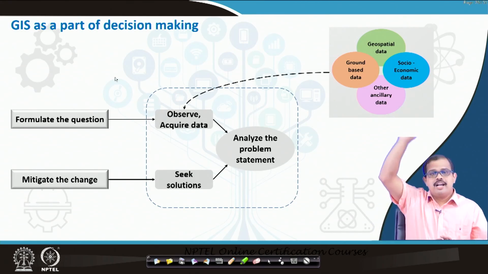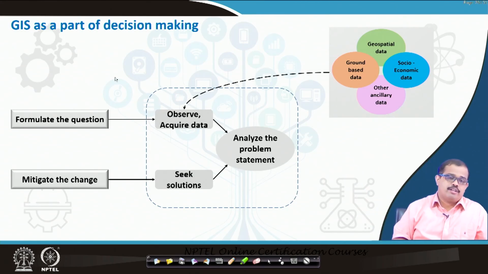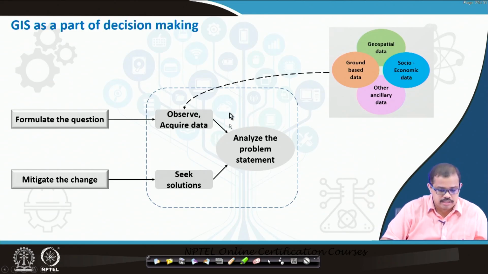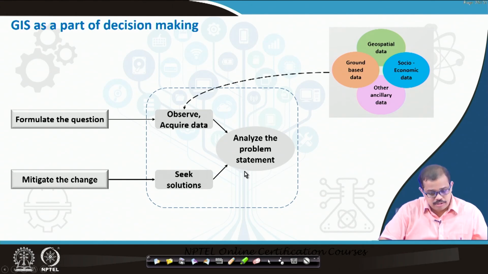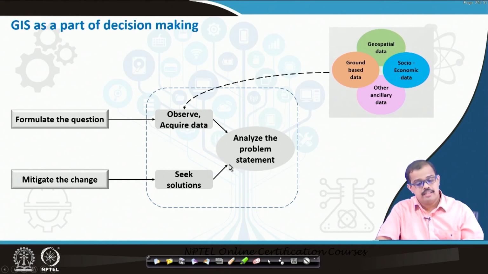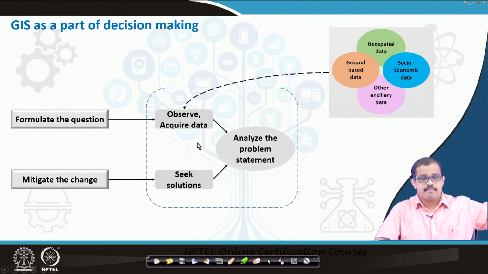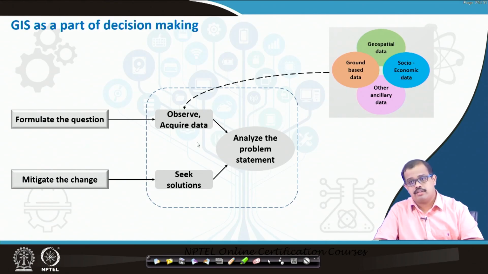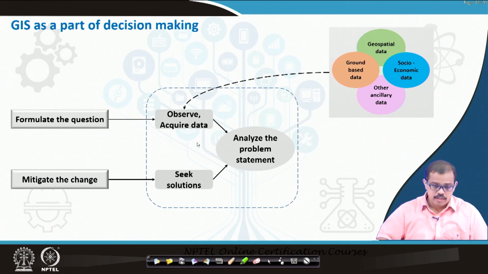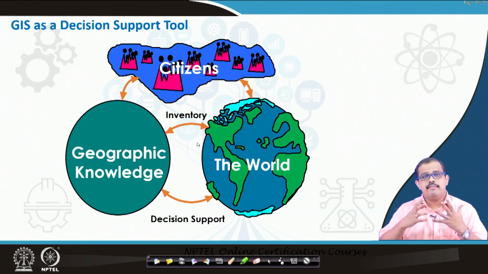So this is how the entire chain works, and this is how GIS will be extremely useful. GIS gives you this: generation and acquisition of data can be done, data can be stored, data can be analyzed, data can be analyzed for solutions, and finally planning to mitigate the change. That is how GIS is a part of the decision making process. Now a database GIS can be a decision support system.